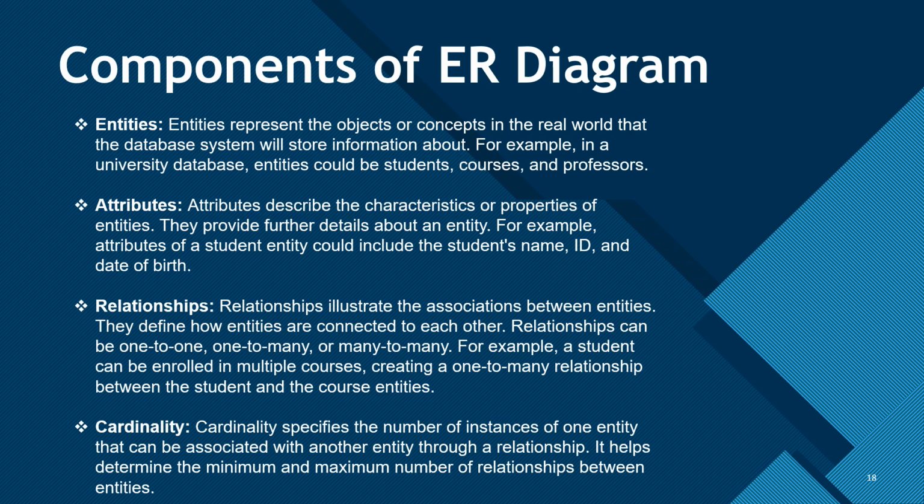Now comes the components of ER diagram. Firstly, the entities. Entities represent the objects or the concepts in the real world that are storing the information in the database. Second is the attributes, which describe the characteristics of the entities. That means the entities which are present, their characteristics are represented by the attributes, such as student's name, student ID, and date of birth are the attributes if the entities are students or the courses and the professors.